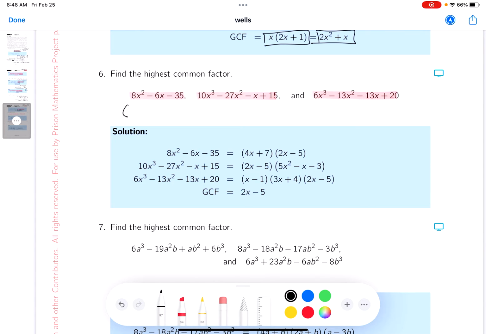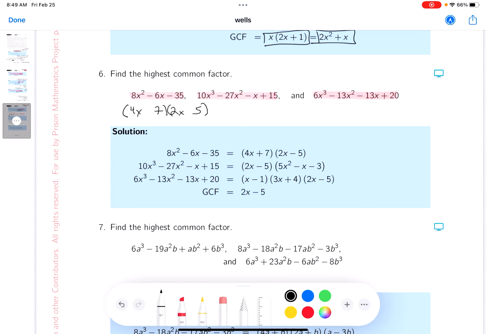So the first one, just kind of looking at it, it doesn't look that bad. I'm going to say 4x and 2x. And the 35 is 5 and 7. So I'm going to say 5. And whatever I say, I'm going to try it. I would hate to say it works when it doesn't work. 4x times 2x is 8x squared. 7 times 5 is 35.